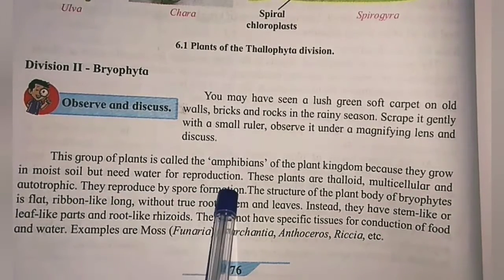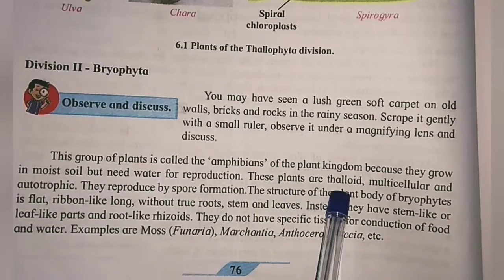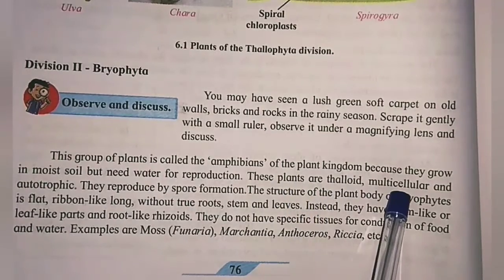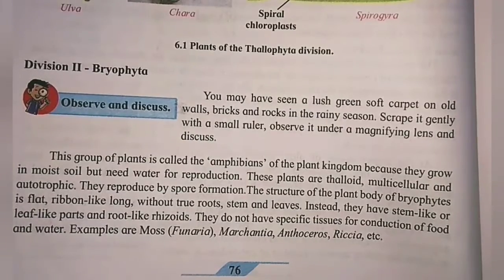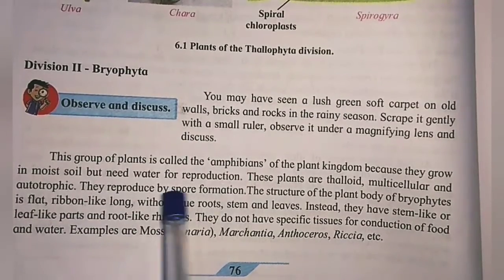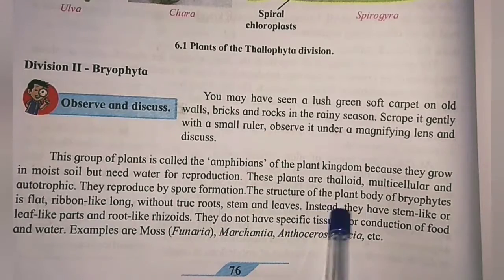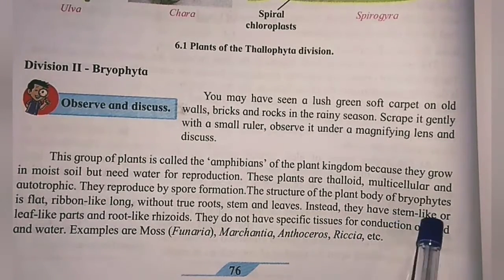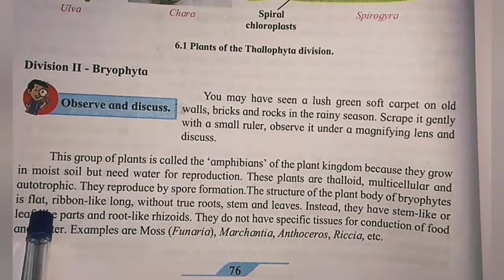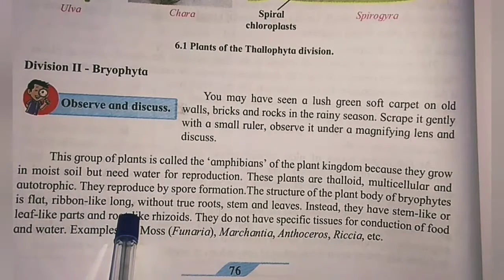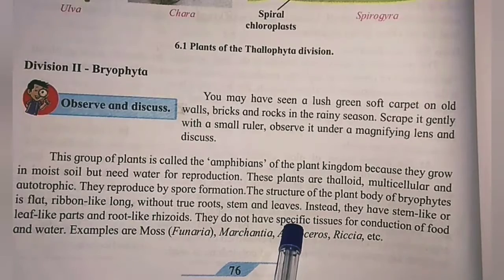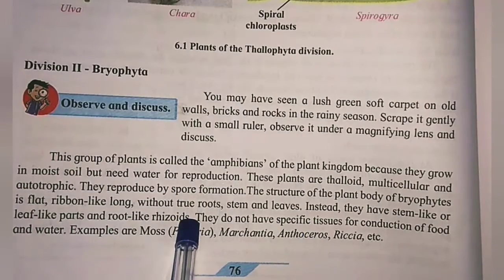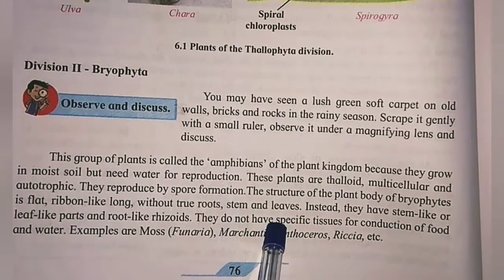So this group of plants is called amphibians of the plant kingdom because they grow in moist soil but need water for reproduction. These plants are thalloid, multicellular and autotrophic. Autotrophic means they can make their own food. They reproduce by spore formation. The structure of the plant body of bryophytes is flat, ribbon-like, long, without true roots, stem and leaves. Okay, they don't have roots, no stem, no leaves.